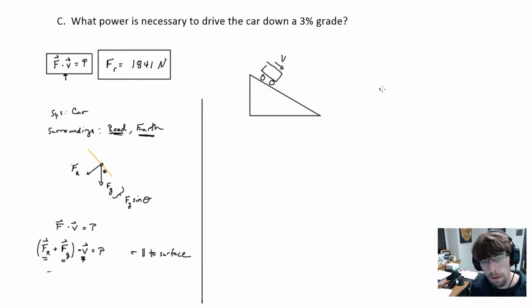So if I think about my free body diagram again, I've got my gravitational force now going downwards, Fg. And now my retarding force is actually heading up this way, Fr.